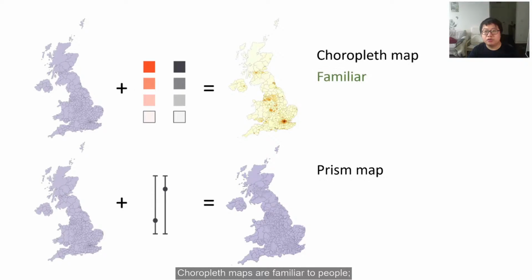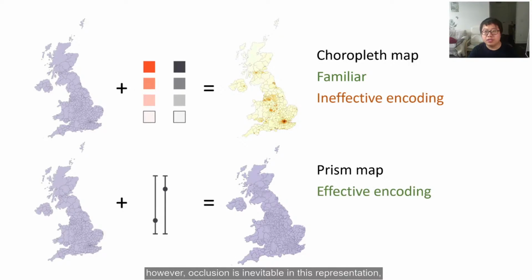Choropleth maps are familiar to people, however, they use an ineffective encoding. Prism maps use an effective encoding. However, occlusion is inevitable in this representation, especially when seen from the side.